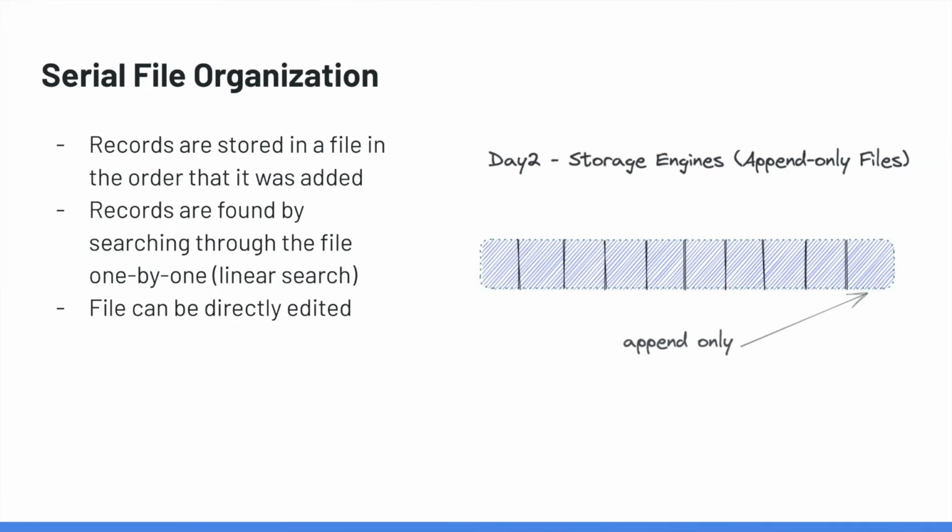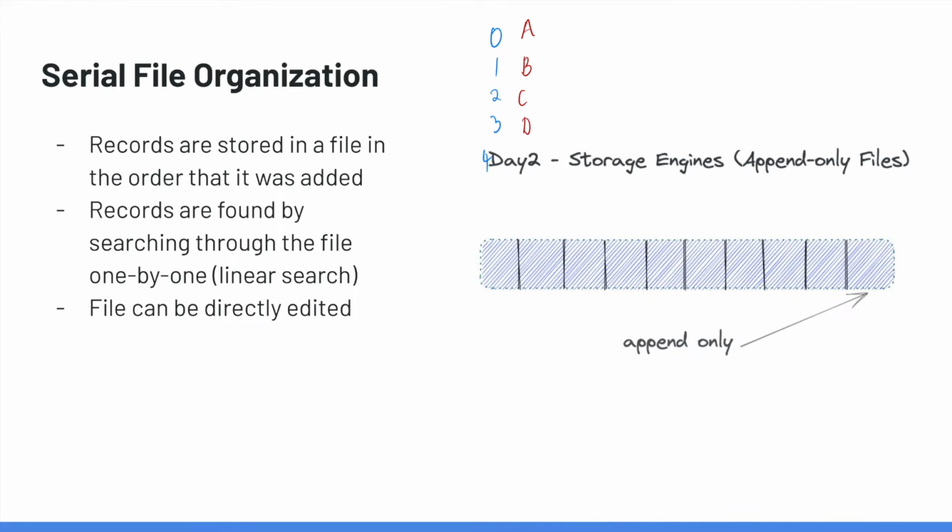Now, the first type of file organization that we're going to talk about is going to be serial file organization. With serial file organization, basically records are stored in a file in the order in which they're added. So for example, if we think of every record in a file being stored at a particular position, 0, 1, 2, 3, 4, if we add the record A first, that's going to be stored at position 0. If we add the record B second, that would be stored at 1, C, and then D.